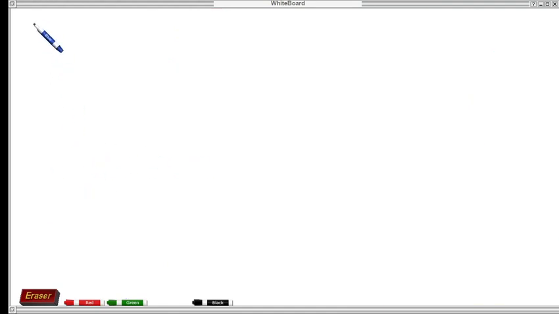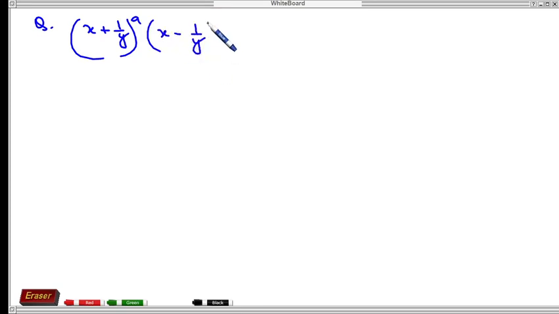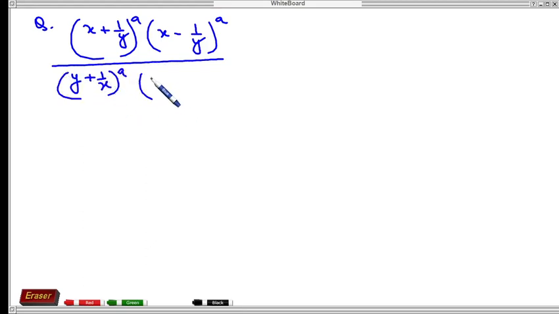Now the next question, dear students, is (x + 1/y)^a (x − 1/y)^a over (y + 1/x)^a (y − 1/x)^a. This is the question. Now the solution for this question. I have not repeated the question; I will go directly to the solution.